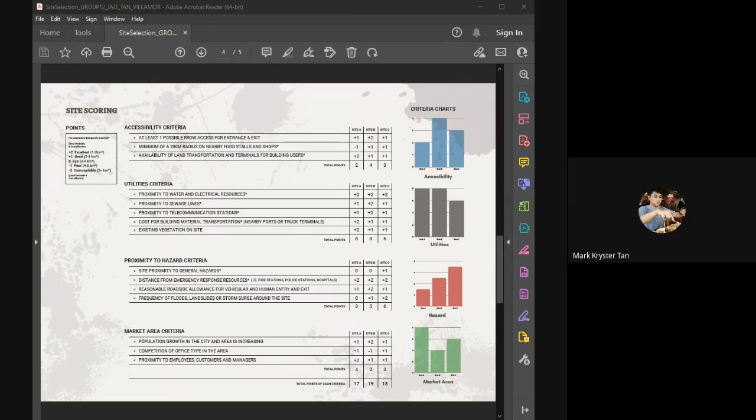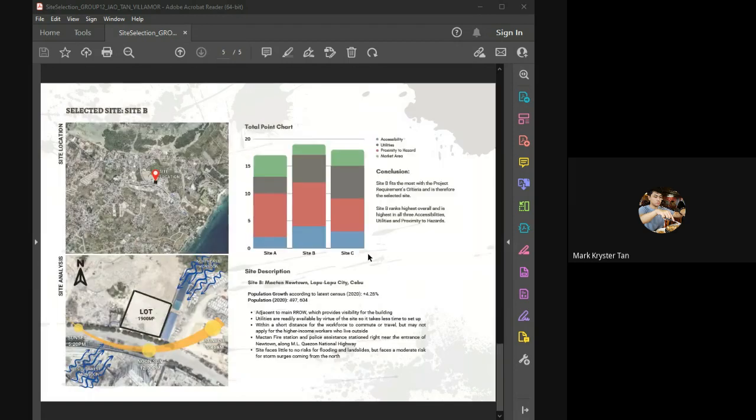Okay, so we've established our criteria and our sites A, B, and C. We can now assess our sites using our point system. If you look at the right-hand side of the screen, usually site B gets more points for each criteria, which gives site B a total of 19 points out of a maximum of 30, which leads us now to the conclusion in the next slide. Next slide. According to our criteria, Site B is determined as the best site for a five-story office building.